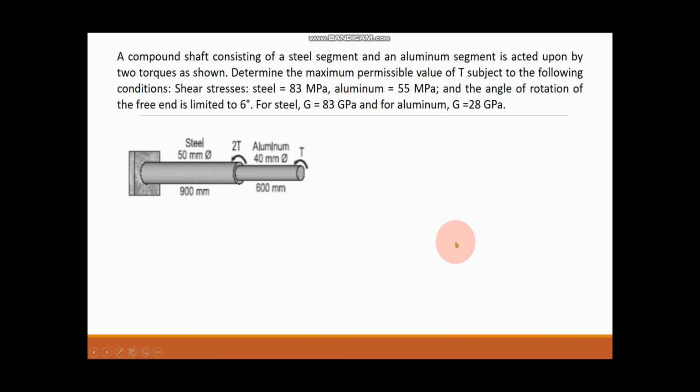A compound shaft consisting of a steel segment and an aluminum segment is acted upon by two torques as shown. Determine the maximum permissible value of T subject to the following conditions. The shear stress for steel is 83 megapascal, the aluminum is 55 megapascal, and the angle of rotation of the free end is limited to 6 degrees. For steel, the shear modulus is equal to 83 gigapascal and the aluminum is 28 gigapascal.